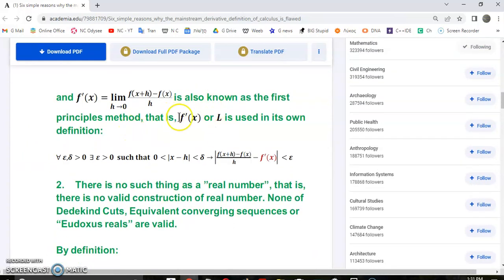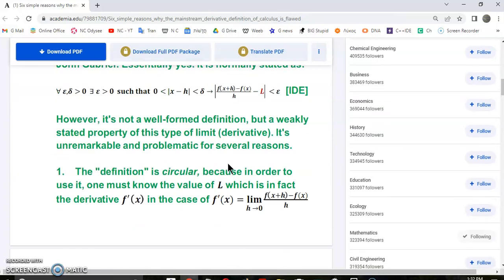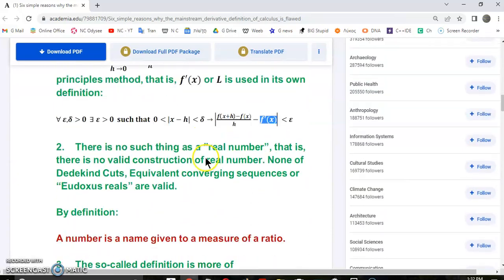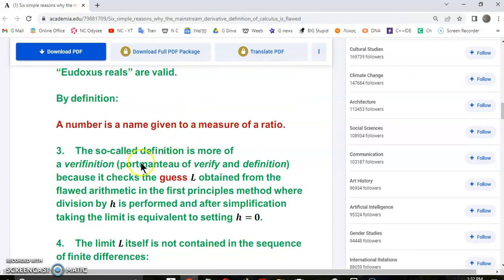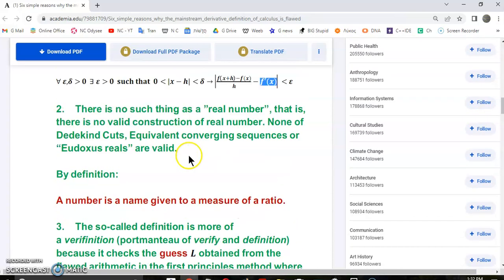So don't worry, I'll give you a link to this article and you can read it and study it in your own time. This expression here is also known as the first principles method. That is, f prime of x, the derivative, or L, is used in its own definition, as you see over here. So L is the guess, but it has to be the same as the derivative if you want this very definition to work. Okay, so our very definition is a portmanteau, by the way. Okay, it's a portmanteau of verify and definition.